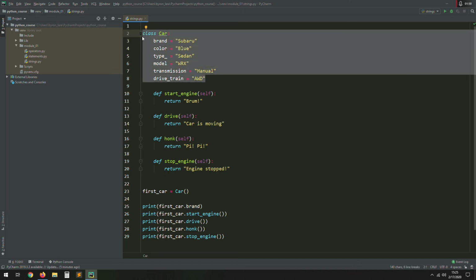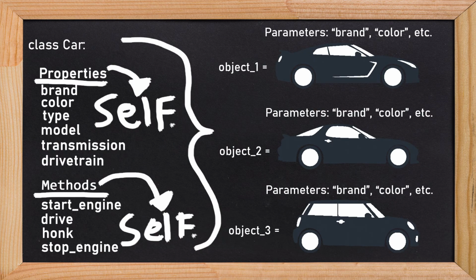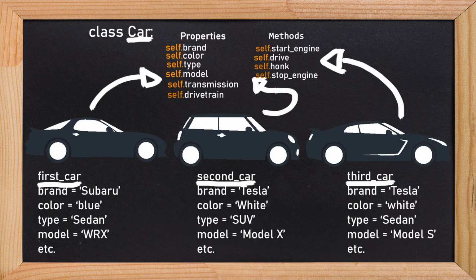But what if we want to create an object that has its own properties? For example, a car that has a different brand, different color, different type, different model, etc. In order to do that, we have to pass those values as parameters when we create our object. So here's where the self comes in action. When we use self, we are instantiating the properties and methods from our class.